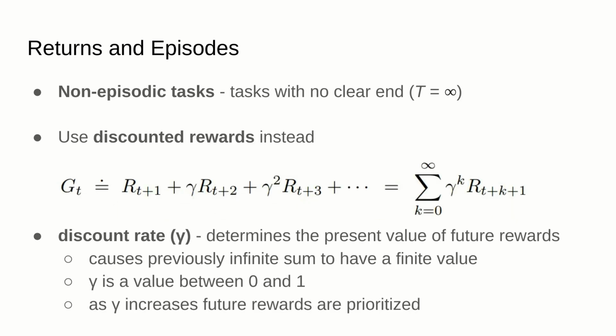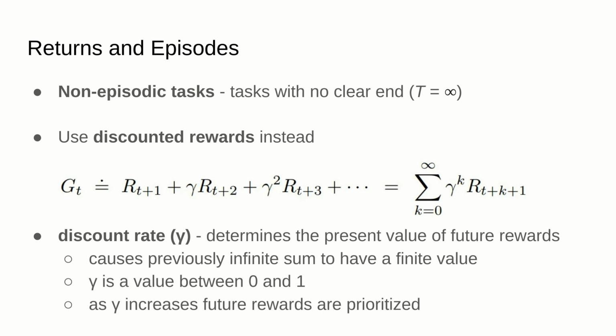The problem with this formula is that it does not work for tasks that are non-episodic or continuous, which are tasks that have no clear end. In these tasks, the final timestamp t can be equal to infinity, so what we're trying to maximize is infinite.